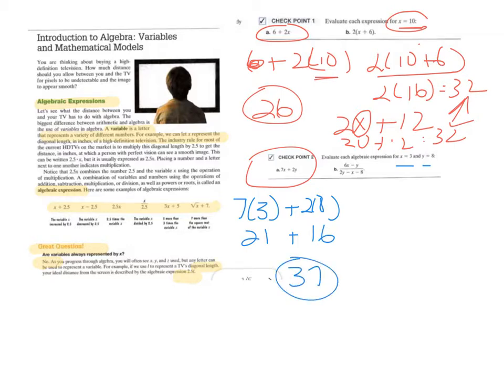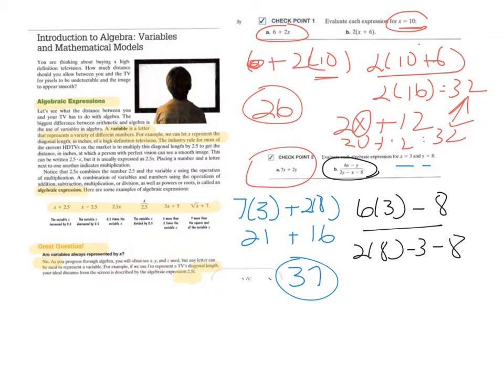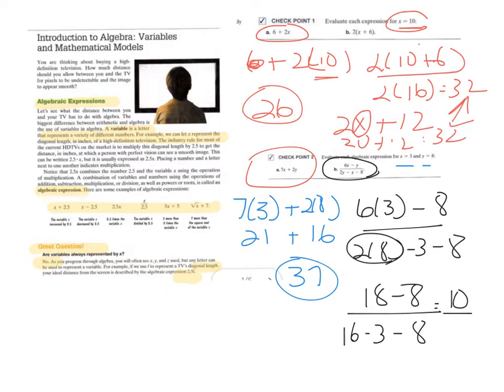The next problem has a little bit more complication to it, but the substitution is still the same. We have 6, and x happens to be 3, minus 8, all over 2, 8, minus 3, minus 8. And now we just do order of operations. So I'm going to do my multiplication first on top. So that's 18 minus 8. There's my numerator. And I do left to right. This is 16 minus 3 minus 8. And when I finish doing this problem, I'll get 10 over, and that happens to be 11, so 5. And 10 over 5 will equal 2.